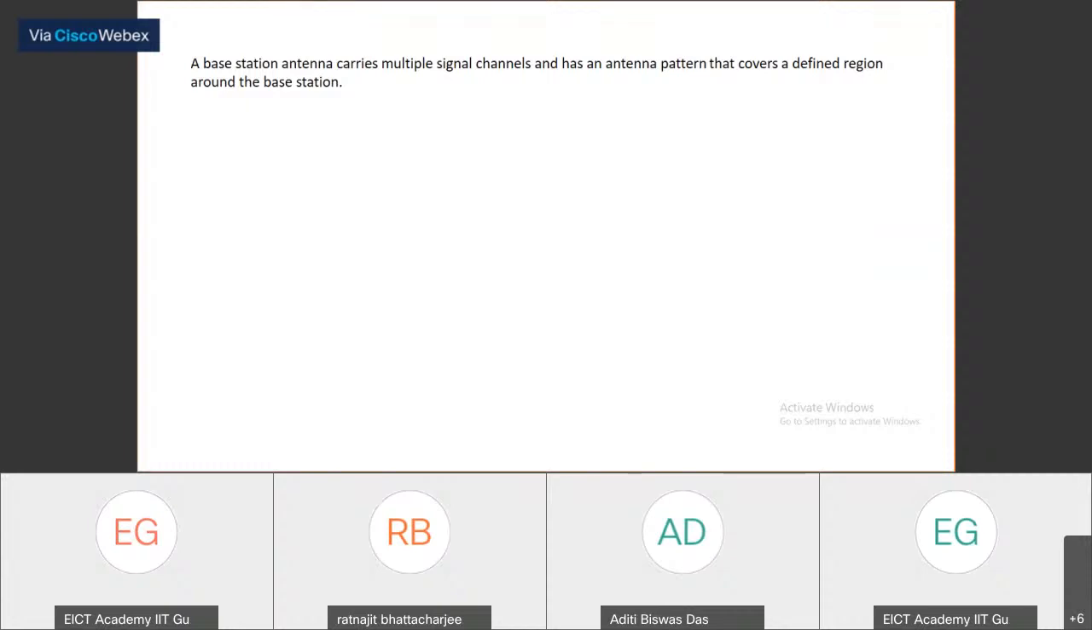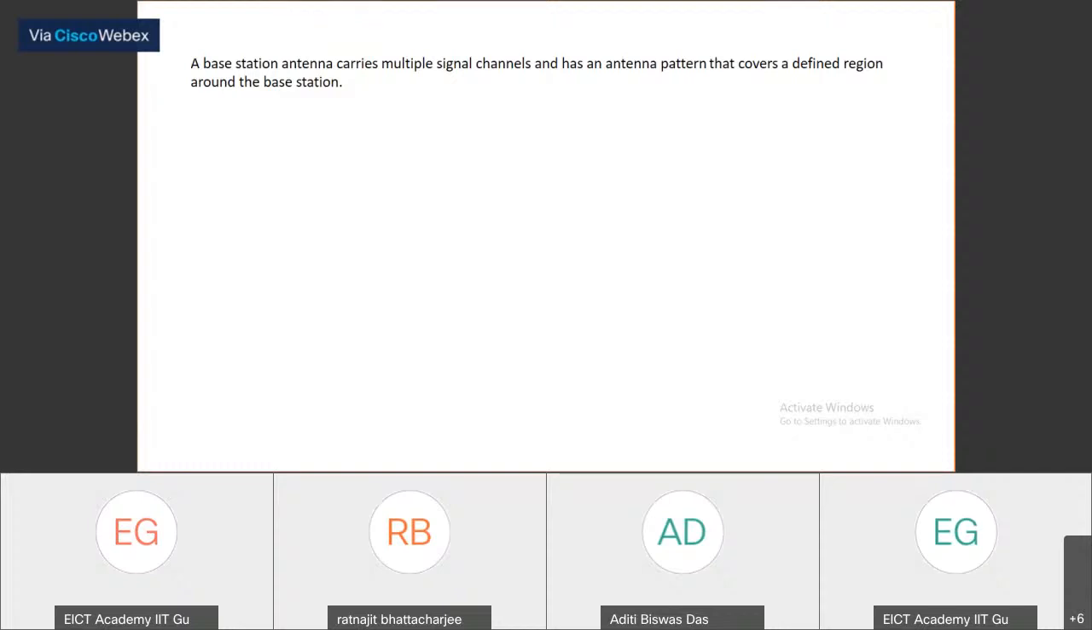So what is a base station antenna? It carries multiple signal channels. As you know, in a wireless communication system, we have a large number of channels through which the communication takes place, and each channel will consist of essentially two frequencies, the uplink and the downlink. While the user equipment is to work on a pair of such frequencies, a base station will have to handle all these large number of channels.